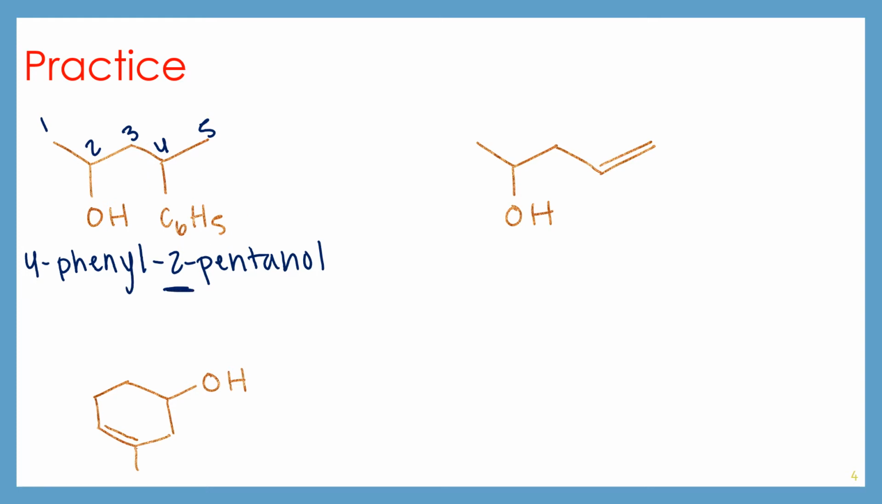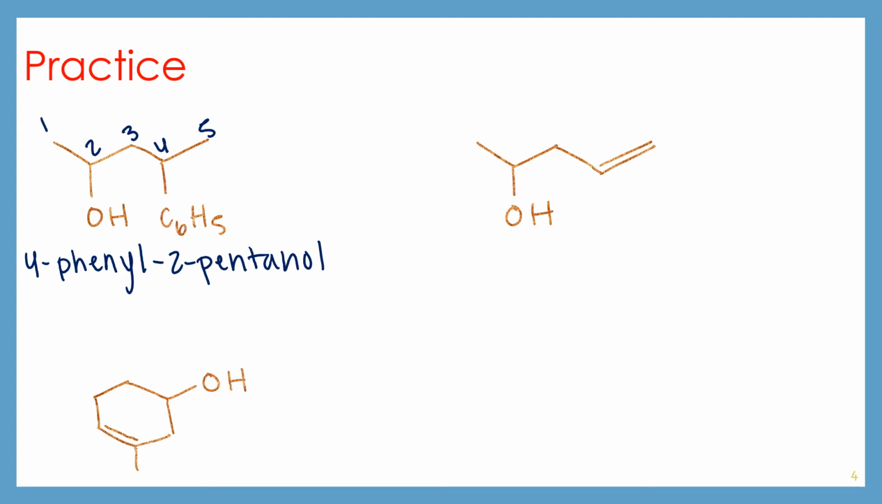The 2 is indicating which carbon the alcohol is on. Pent is indicating that there are 5 carbons in the largest chain. The AN infix indicates there are no double bonds or triple bonds in this 5-carbon chain. And then the OL ending indicates that we have an alcohol. You could also call this 4-phenylpentan-2-ol if you would like to.